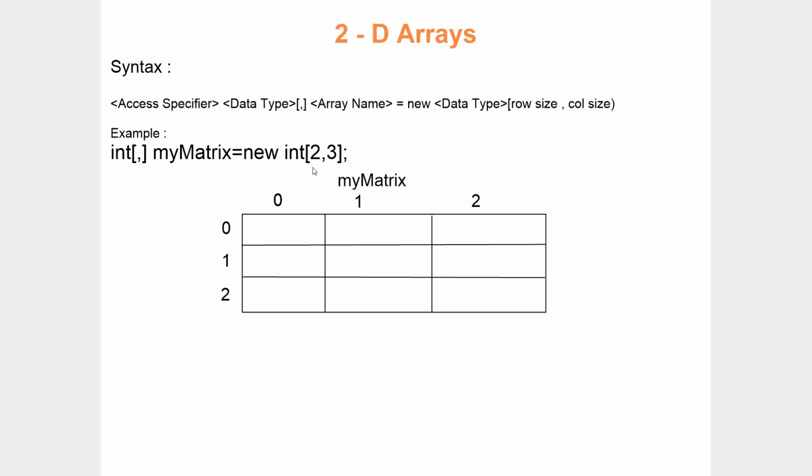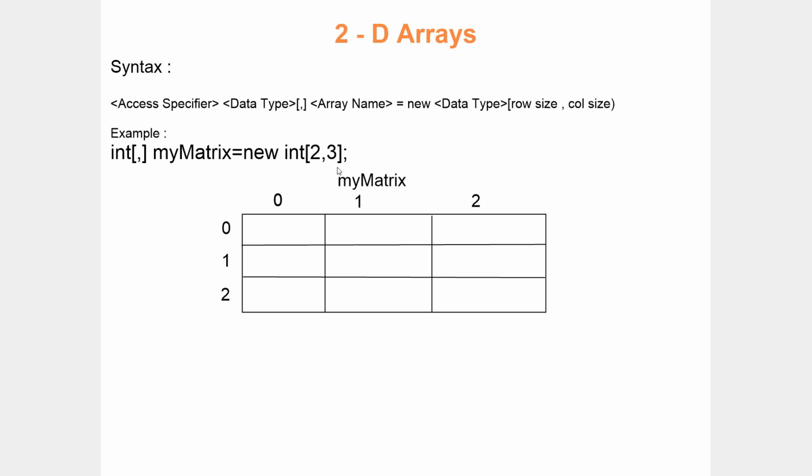So the first dimension is what? The first dimension is called row and the second dimension is called column. Here you have to specify how many rows and how many columns are to be created in your collection. Here I would like to have 2 rows and 3 columns. That's why I have specified my first dimension size as 2, comma, second dimension size as 3.